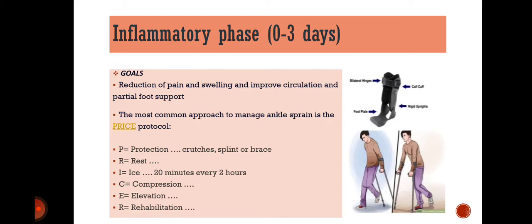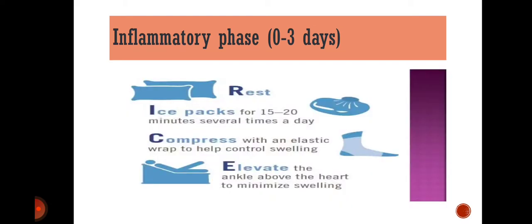P. Protection. Protect the ankle from further injury by resting and avoiding activities that may cause further injury. R. Rest. Rest is advisable for the first 24 hours after injury, possibly with crutches. I. Ice. Apply ice for 15 to 20 minutes 1 to 3 times per day. C. Compression. Apply compression bandage to control swelling caused by ankle sprain. E. Elevation. Ideally elevate ankle above the level of heart. And R for rehabilitation, that is the functional exercises and gradual training.